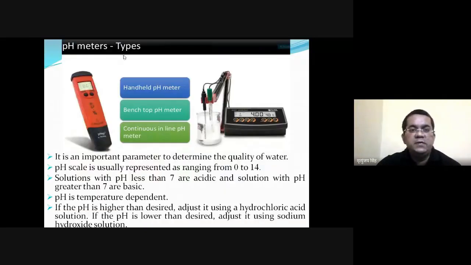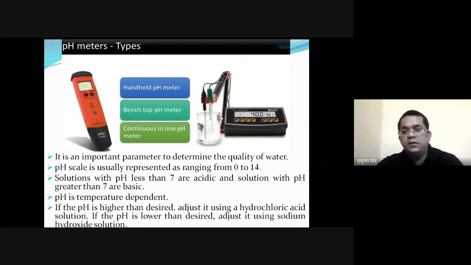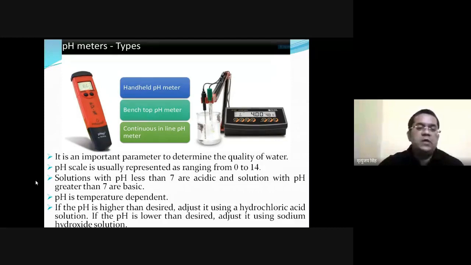The types of pH meters, normally 3 types: handheld pH meters, benchtop pH meters we are using in laboratories, and continuous inline pH meters. It is an important parameter to determine the quality of water. The pH scale is usually represented as from 0 to 14. Solutions with pH less than 7 are acidic, and solutions with pH greater than 7 are basic solutions. pH is temperature dependent.